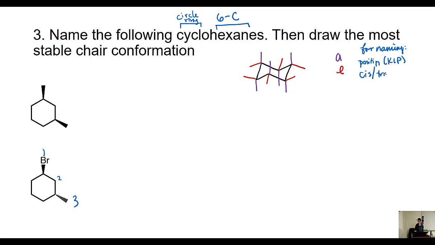And then we want to do cis trans. Okay? Cis means same side. Trans means different side.